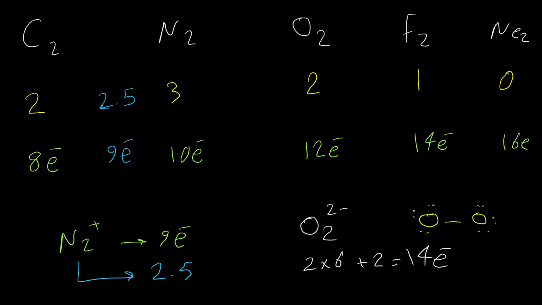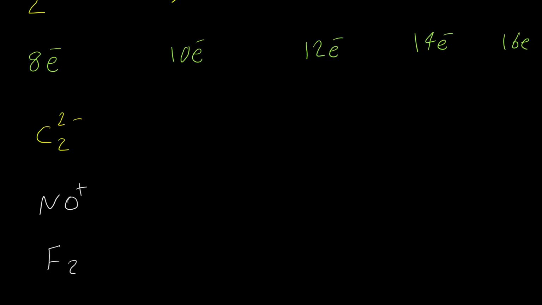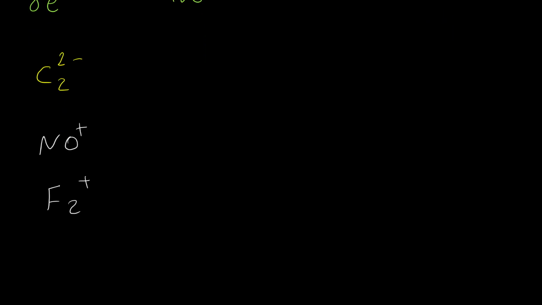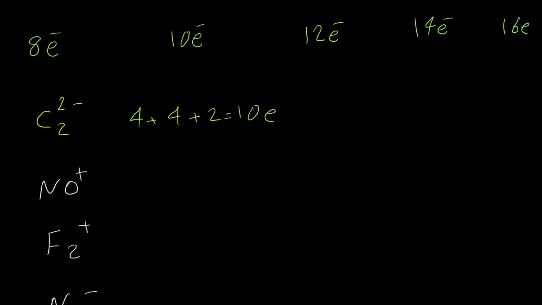Let's have more examples. I would like to find the bond order for C2 2-, NO+, F2+, and N2-. Let's start with C2 2-. Each carbon has 4 valence electrons. In addition to that, we have 2 extra electrons, so we have 10 electrons. We go to the reference, and 10 electrons looks like N2, so we should have a triple bond. Our bond order is 3. And here is the structure for C2 2-.